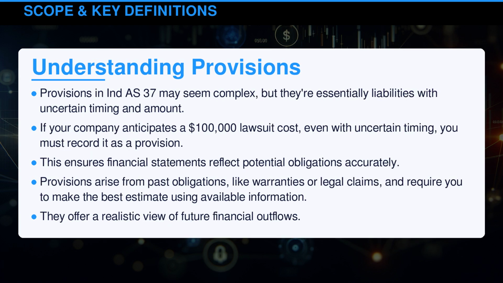Provisions in Indian Accounting Standard 37 may seem complex, but they're essentially liabilities with uncertain timing and amount. If your company anticipates a $100,000 lawsuit cost, even with uncertain timing, you must record it as a provision. This ensures financial statements reflect potential obligations accurately. Provisions arise from past obligations, like warranties or legal claims, and require you to make the best estimate using available information. They offer a realistic view of future financial outflows.